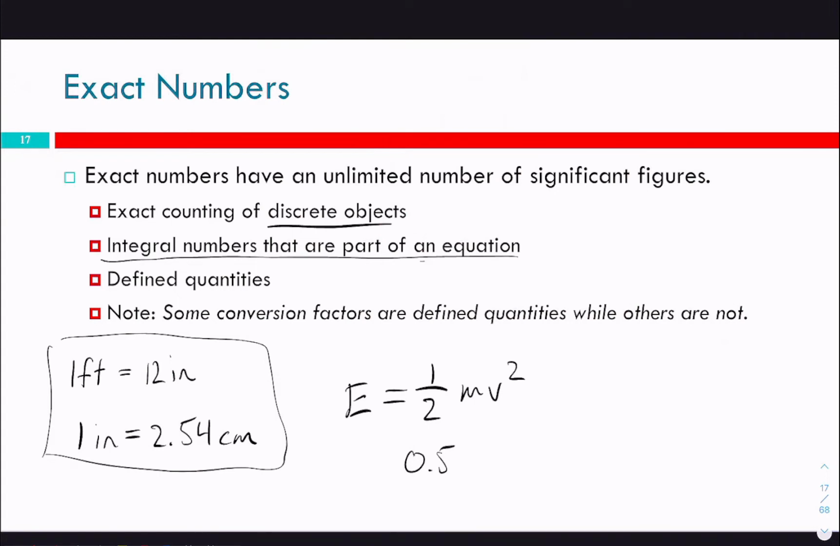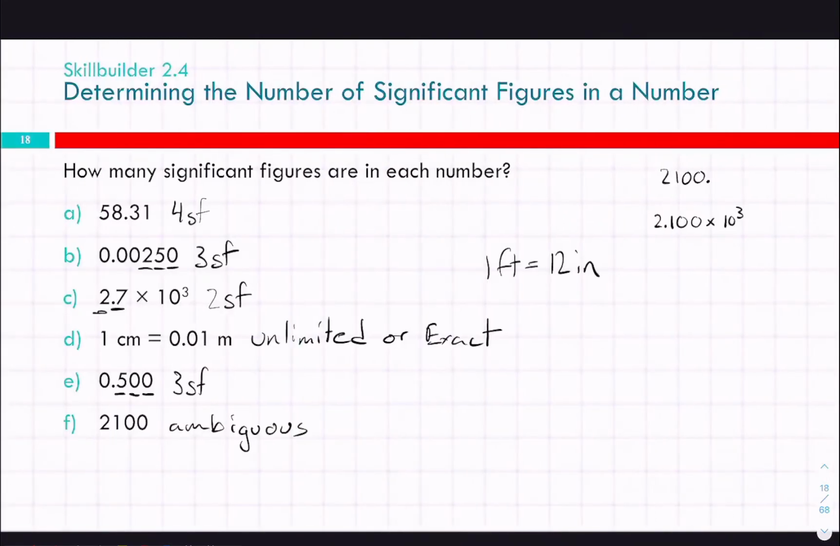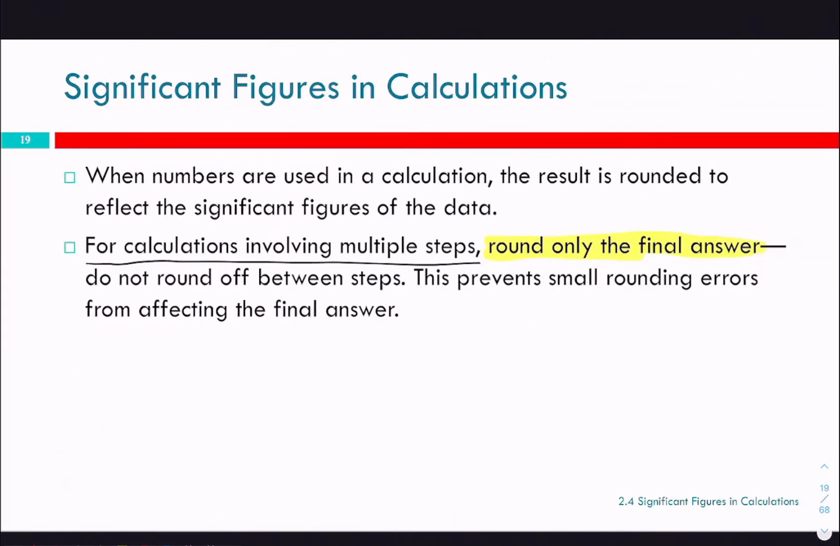Whereas if you're trying to measure how long something is, you can keep zooming in and get a better and better ruler to measure it more and more finely, or a better and better scale to get the mass more accurately. So we did those. And then significant figures and calculations.